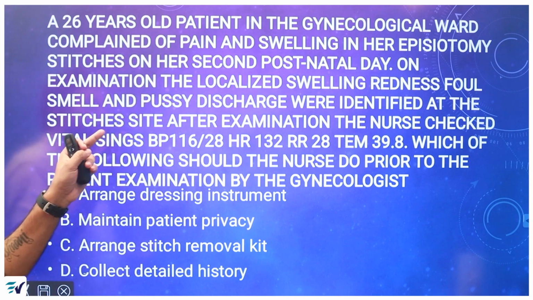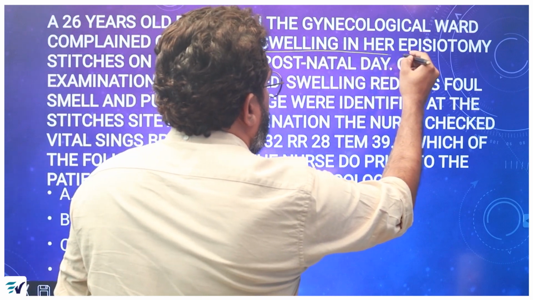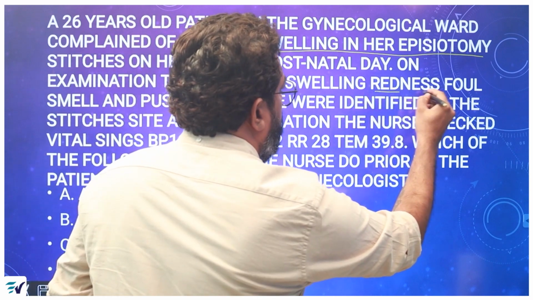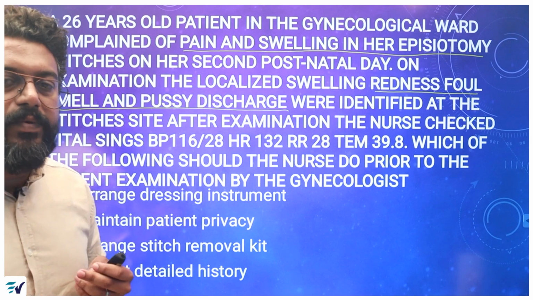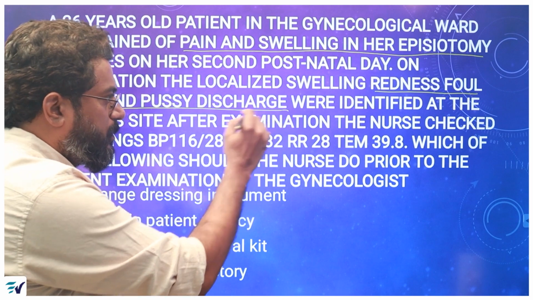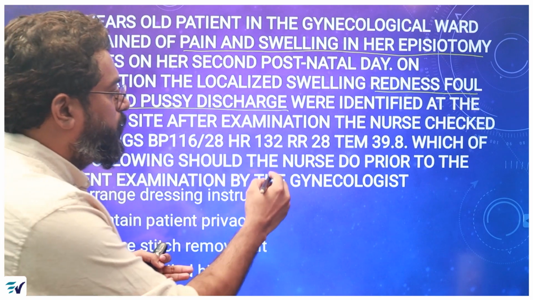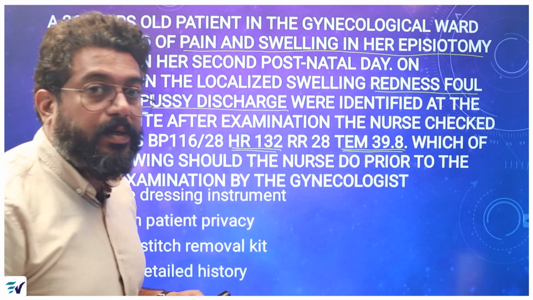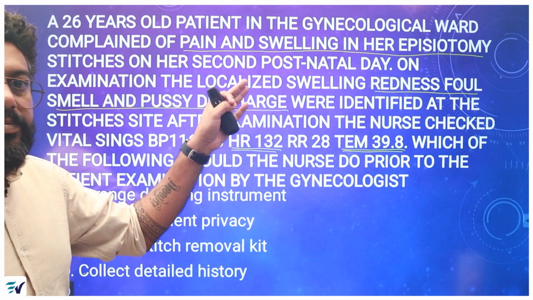So, first see the question, what are the problems of the patient? The main problem the patient is having is pain and swelling in her episiotomy, and on assessment we saw redness, foul smell and pussy discharge. All these indicate infection of the episiotomy wound, and therefore there is swelling and pussy discharge. And there is one more thing in the vital signs. If you see, the patient is having tachycardia and temperature is 39.8, which indicates fever. So, all these symptoms indicate the patient is having infection in the episiotomy wound.